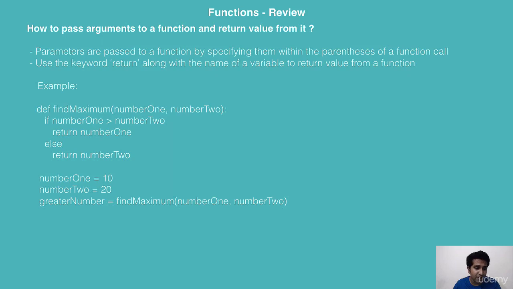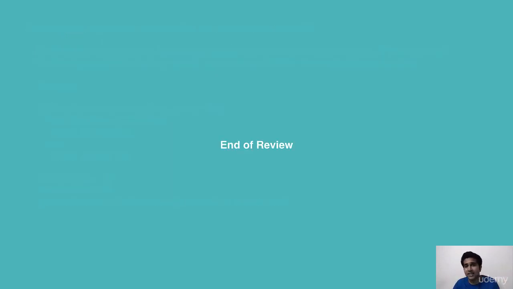And what we do in our function is to check if number 1 is greater than number 2. If it is greater, we will return the greater number, which is number 1, back to our main program. Else what we will do is to return the number 2, which is greater than number 1. And in our main program, we have a variable called greater number, which will receive the number from the function, whichever is greater. So that's the end of the review on this section on functions.